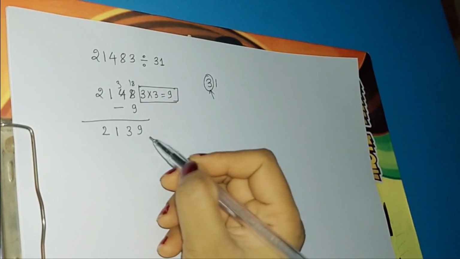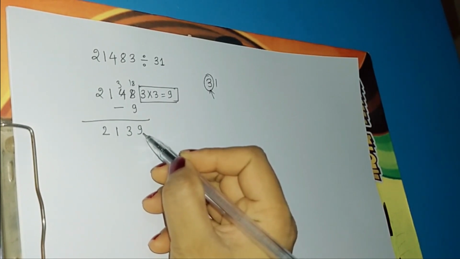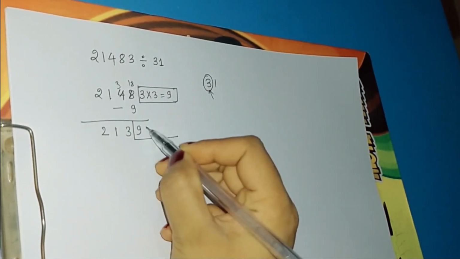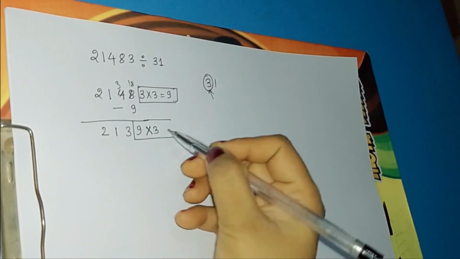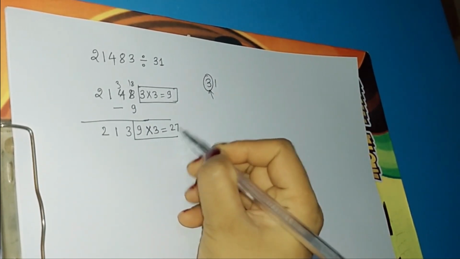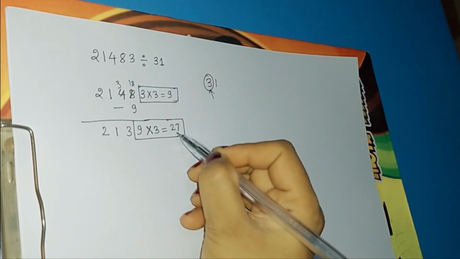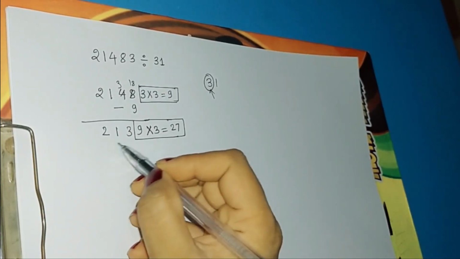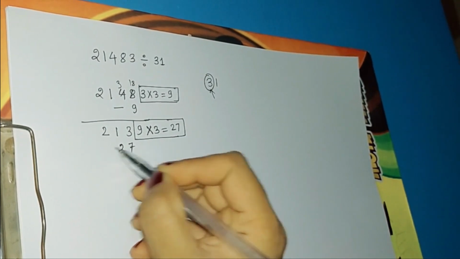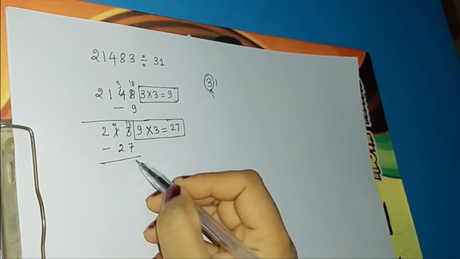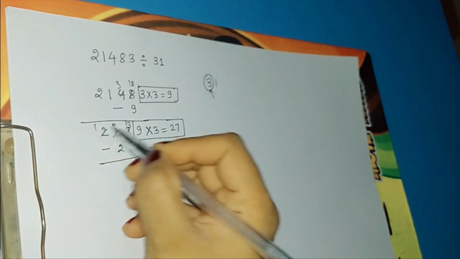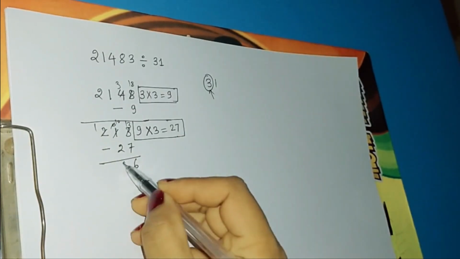Again we got a number. We take the last digit of this number, that is 9. We multiply this by 3. So 9 times 3 is 27. We need to subtract this 27 from 213. Let's subtract this. This will be 0. This is 13, 13 minus 7 is 6. Here 1, here 10, so 10 minus 2 is 8.